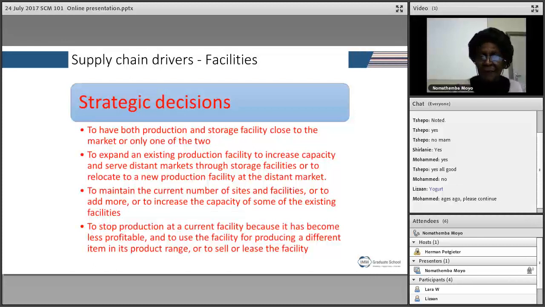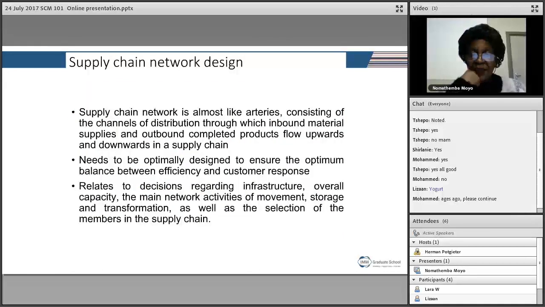at the distant market. Another strategic decision is to maintain the current number of sites and facilities, or to add more, or to increase the capacity of some of the existing facilities. The next, to stop production at current facility because it has become less profitable, and to use the facility for producing a different item in its product range, or to sell or lease the facility.